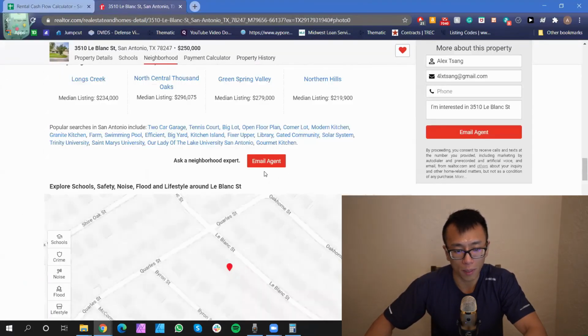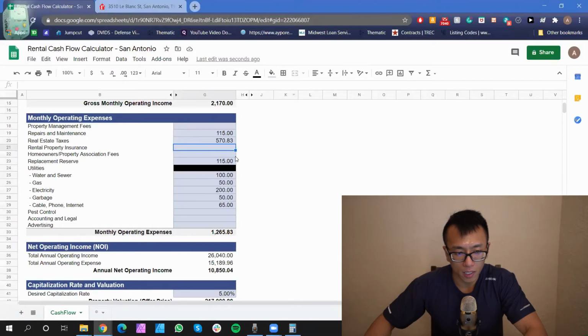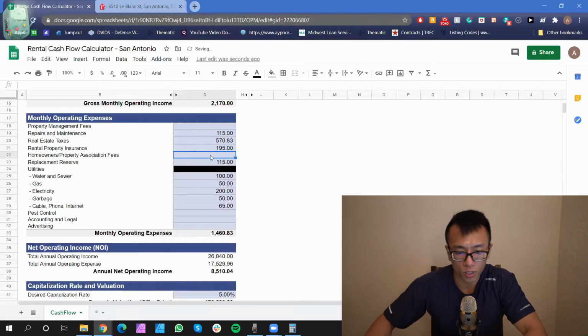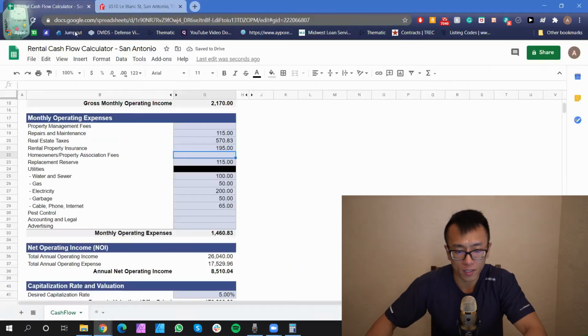And now rental property insurance, I'll just grab that information from the monthly payment calculator that they already have, and I'm going to put 195. All right, and then HOA fees 0, so that's good.